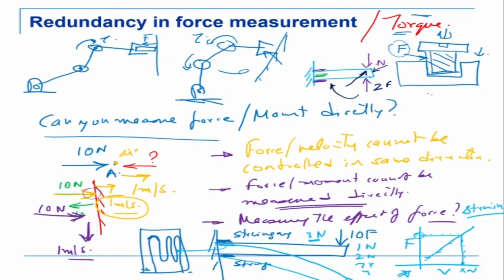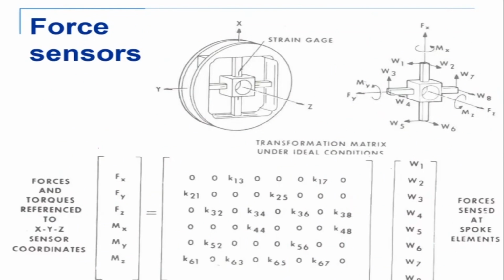Now we know that there are three forces and three moments. What are they? Fx, Fy, and Fz, and Mx, My, and Mz are the moments. So there are three forces and three moments, meaning 6 of them. If one element can measure only 2, then you need at least 4 elements, or 4 beams, to measure 3 forces and 3 moments. So the construction of the force torque sensor is something like this, where we have 4 beams.